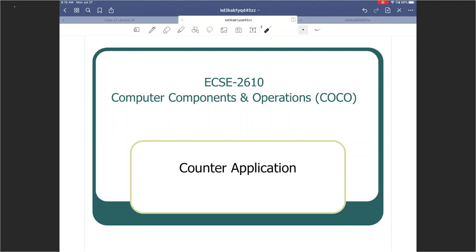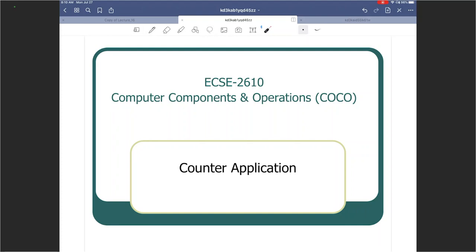In this lecture, we will talk about how we use some standard 7400 series ICs to design a counter. So we'll take a look at counter applications. We'll start off with a simple design, and then we will build on that. We will try to cascade counters and so on. So before we do anything, what is a counter?